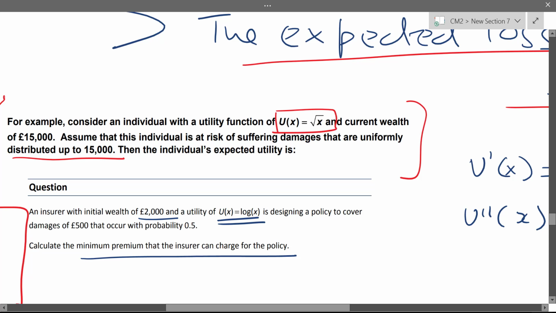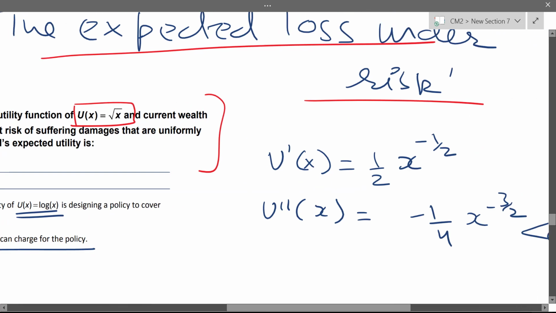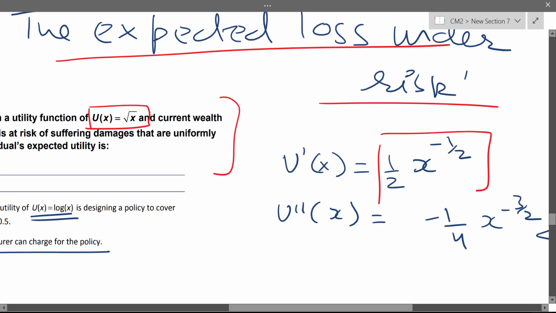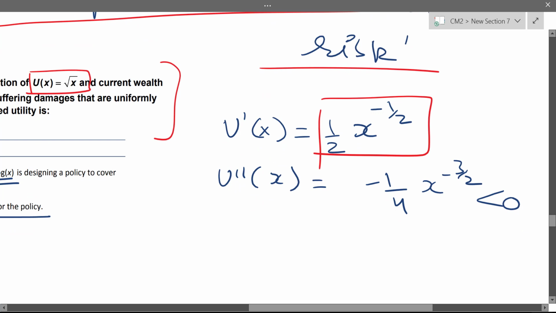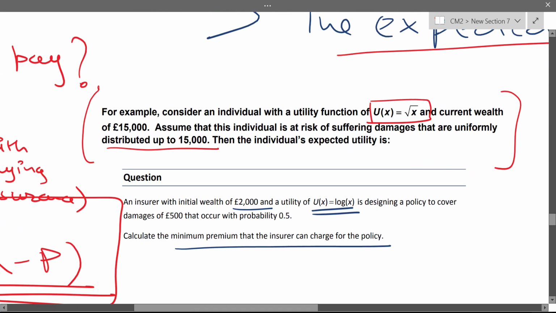Now, I want to show you that this is a risk averse individual, which just means that the second derivative of the utility function is actually negative. So, if you take the first derivative, it will be half x to the power of minus half. If you take the second derivative, this half will come down, minus half will come down. So, minus 1 by 4 x to the power of minus 3 by 2, which is negative. So, we have a risk averse individual, which would mean that the individual would be willing to pay a premium which is higher than the expected cost under the risk event.